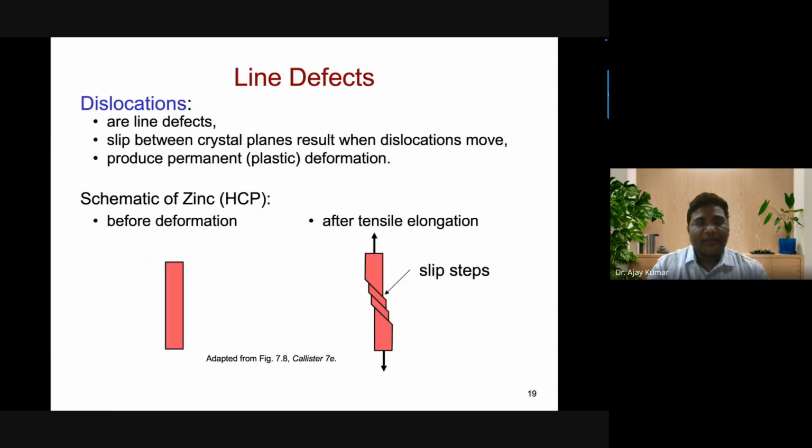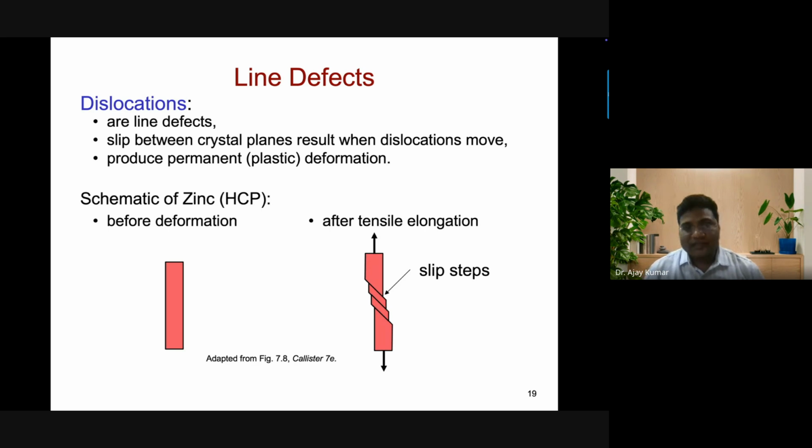And then when it comes to the line defects, these line defects play a very important role in understanding the mechanical behavior of the material. When you do mechanical testing on any metallic material, you have to understand the line defect, you have to understand dislocations. So dislocations are basically line defects. And then you also need to understand it is a slip between the crystal planes when a dislocation moves.